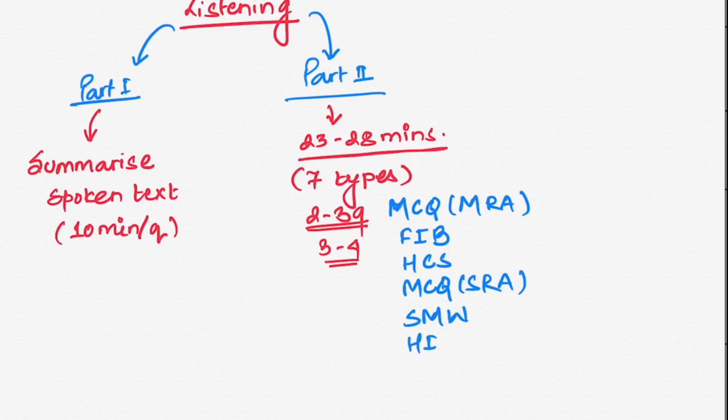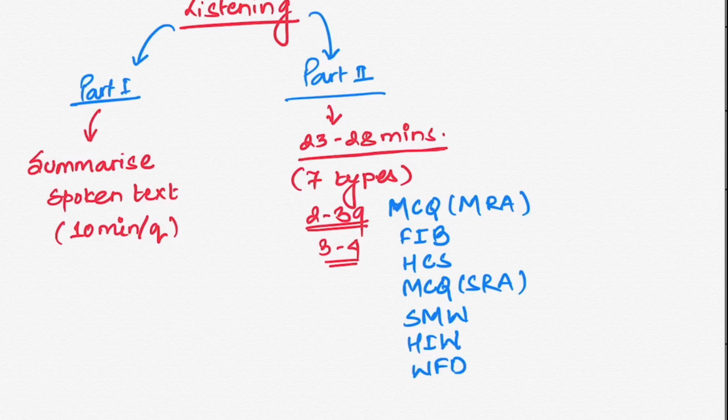Followed by that, you do highlight incorrect words. And finally, you have to do write from dictation. So you can see here, write from dictation is the last question type in listening. And that is the reason why poor time management in listening can be disastrous. As I've already told you, missing write from dictation means it's impossible to get more than 79.